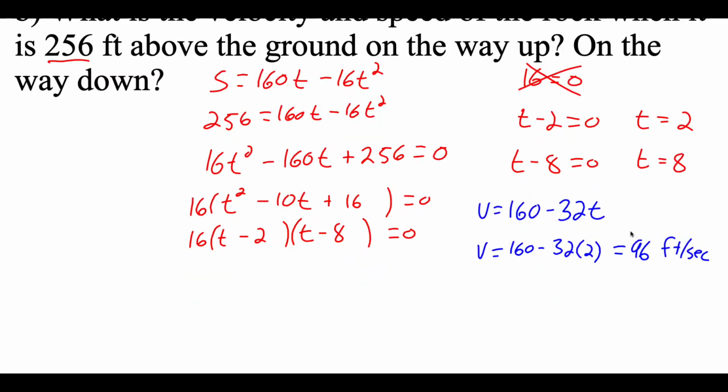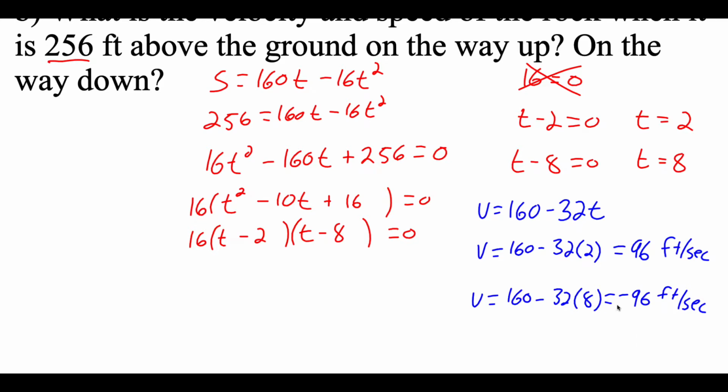But then if we also use our time of 8, v equals 160 minus 32 times 8, and we get negative 96 feet per second. So on the way up at 2 seconds, the velocity was 96 feet per second, but on the way down at 8 seconds, it was negative 96 feet per second. And that should make sense. Positive velocity means we're going up. Negative velocity means we're going down.